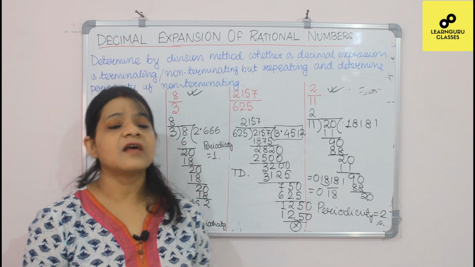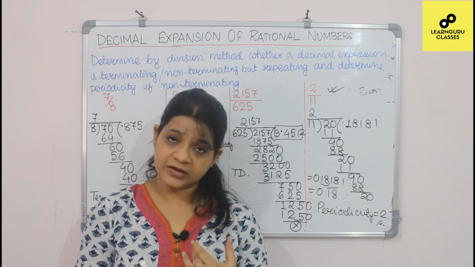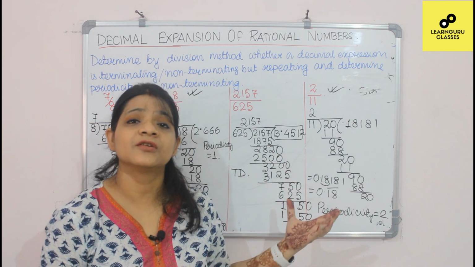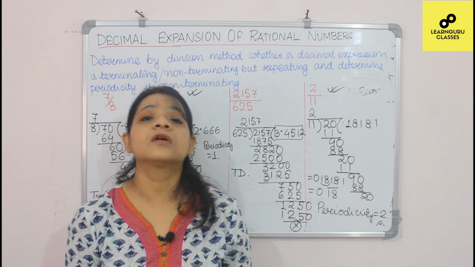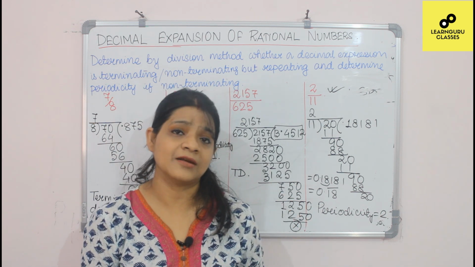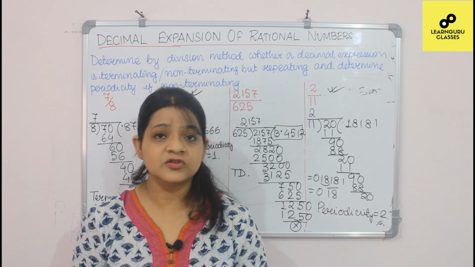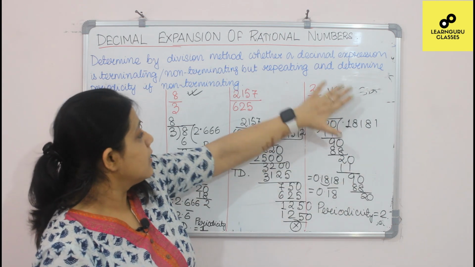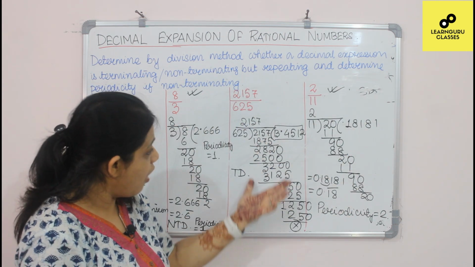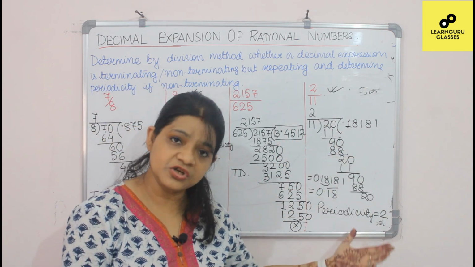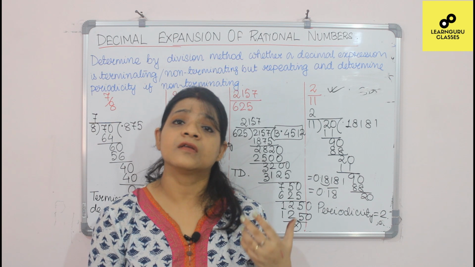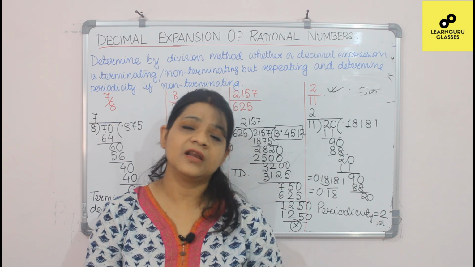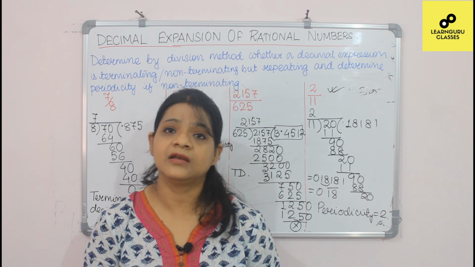Okay, so I think these things are clear to you about terminating and non-terminating decimal expansions. If any decimal expansion is given to you, or if you are asked to convert a fraction into an equivalent decimal expansion, I hope you will be able to solve this type of sum. We are doing the long division method and identifying whether the equivalent decimal expansion is terminating or non-terminating but repeating.